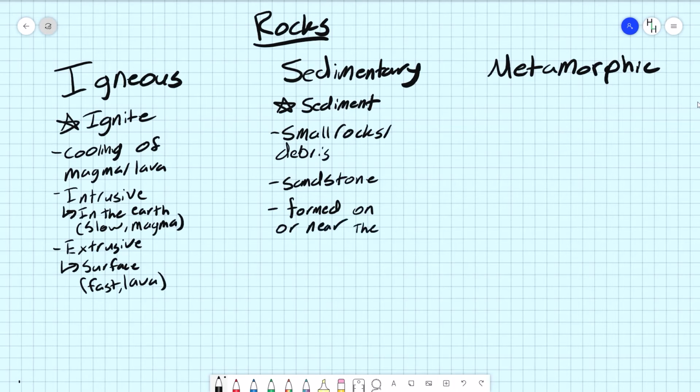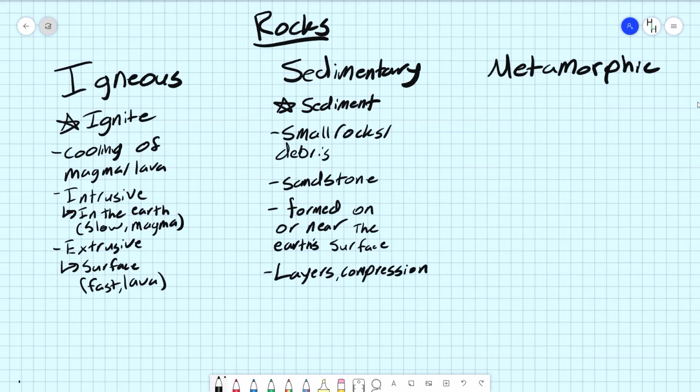Sedimentary rocks are formed on or near the Earth's surface, and they're usually formed around bodies of water. That's because with these rocks, they form in layers and they press down on each other, and the water can really help with this process.